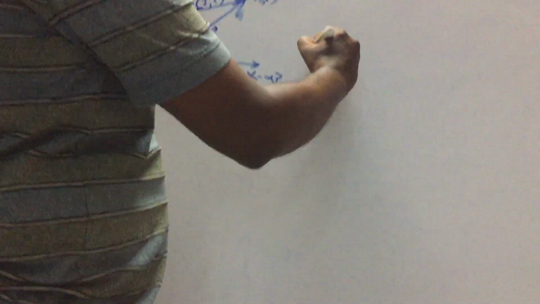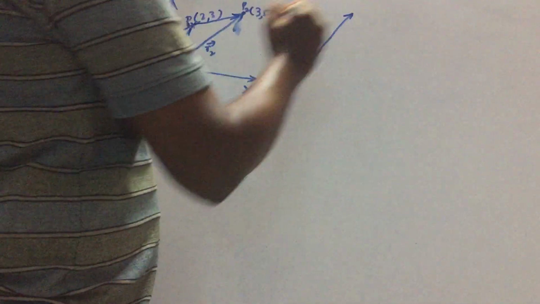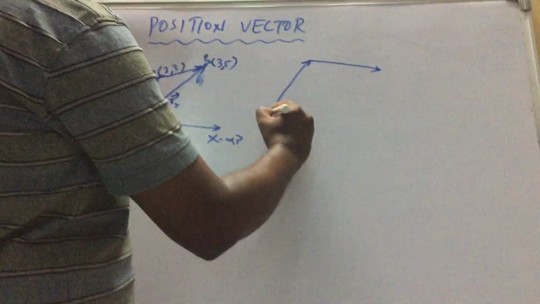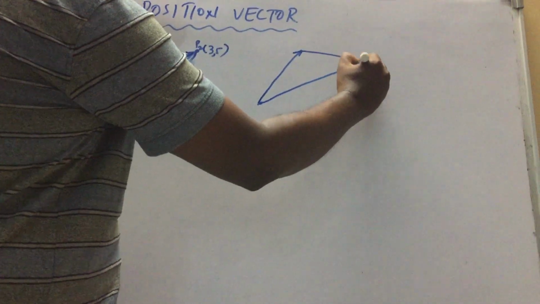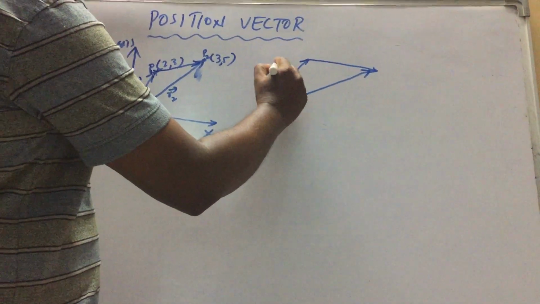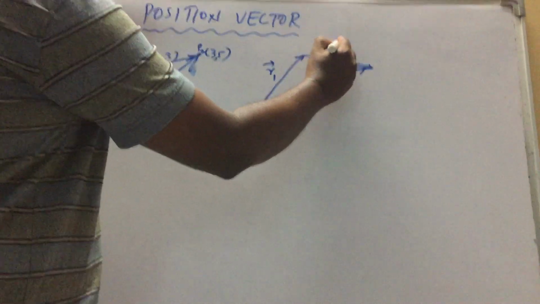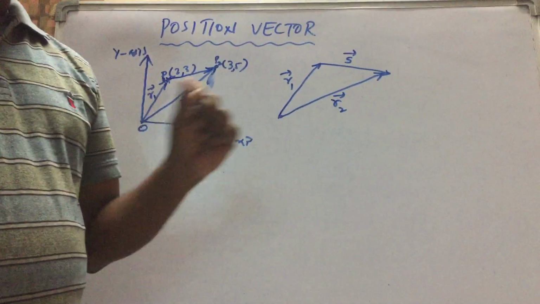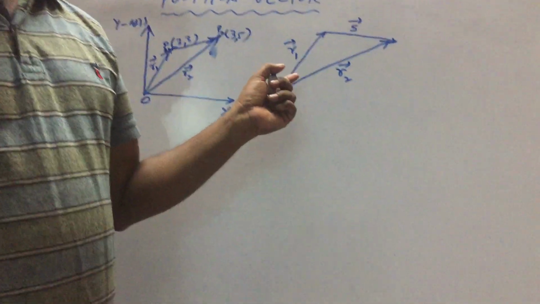This is our aim. Now here I will draw. So the first position vector is like this. The second position vector is this one, and the displacement vector is this one. This is R1. Let us suppose this is the displacement. This is R2. So it looks like a triangle.